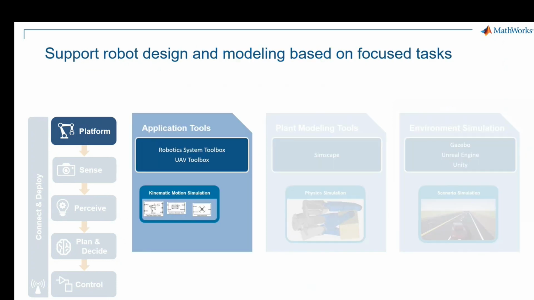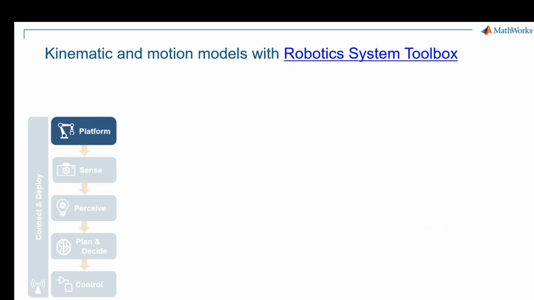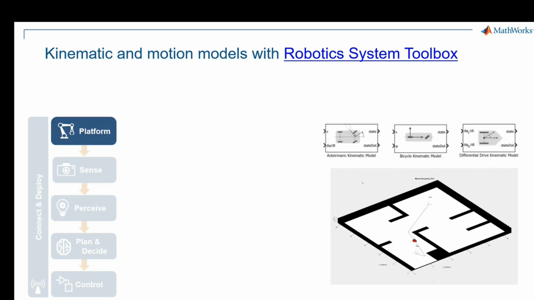The next level of modelization that I would like to mention is the kinematics and motion modelization. There are different models that are already available with, for example, the Robotics System Toolbox, which has out-of-the-box tools to model the motion of a system. For example, we can define a simple type of simulation, as we see here in the scene, to test different types of motion models for mobile robots. It can be a bicycle model, a differential drive kinematic model, or, for example, the Ackermann kinematic model.